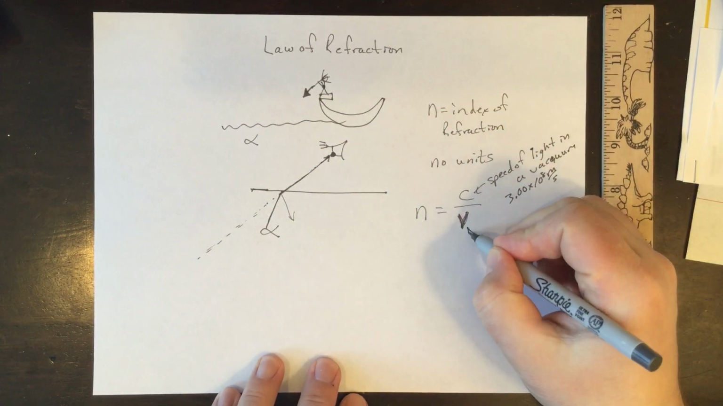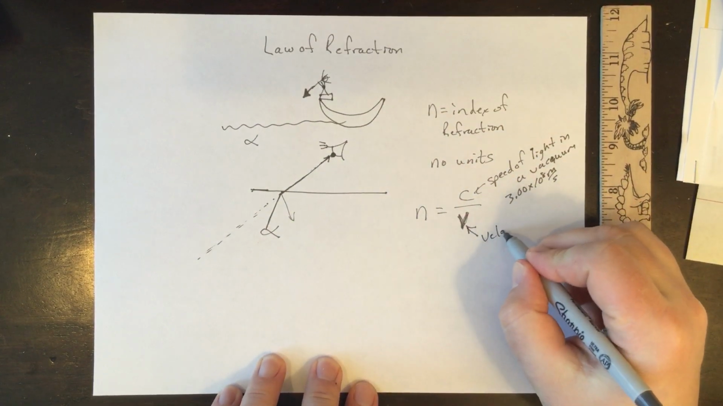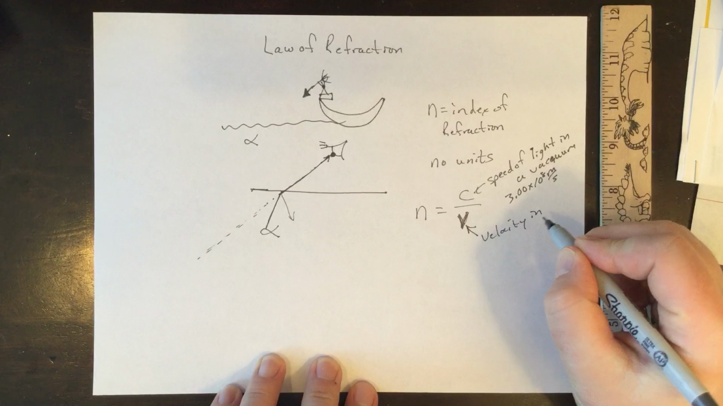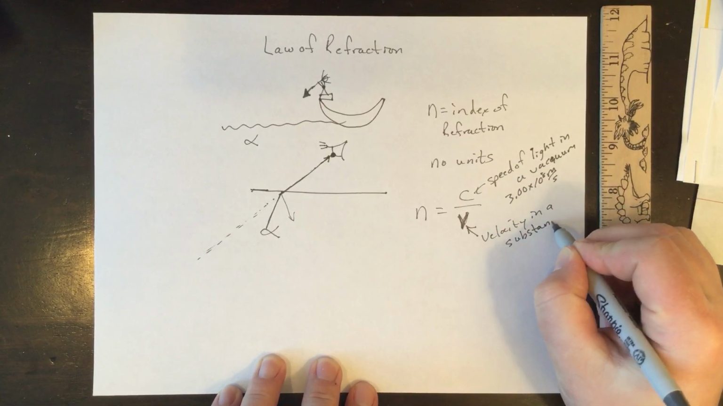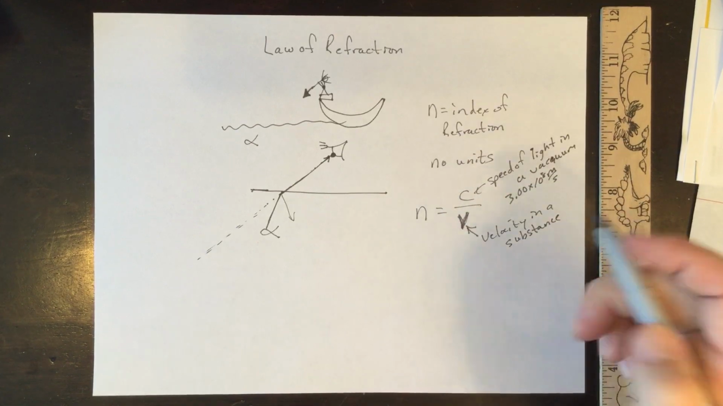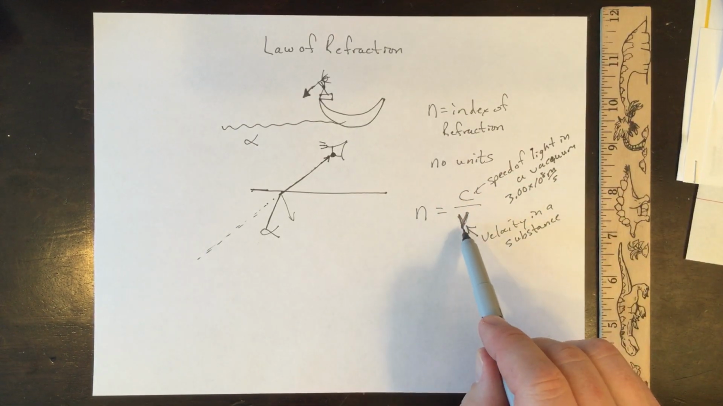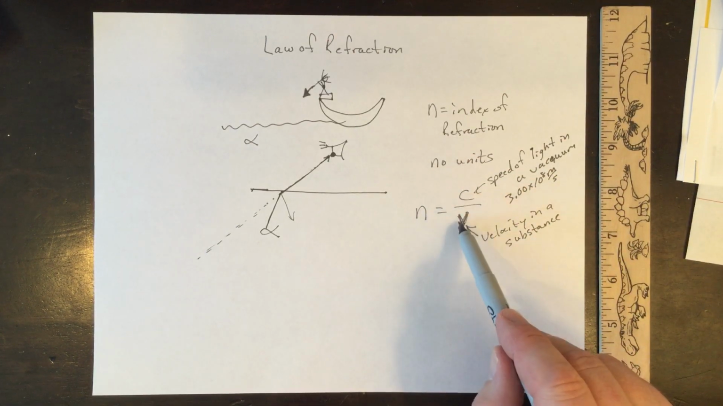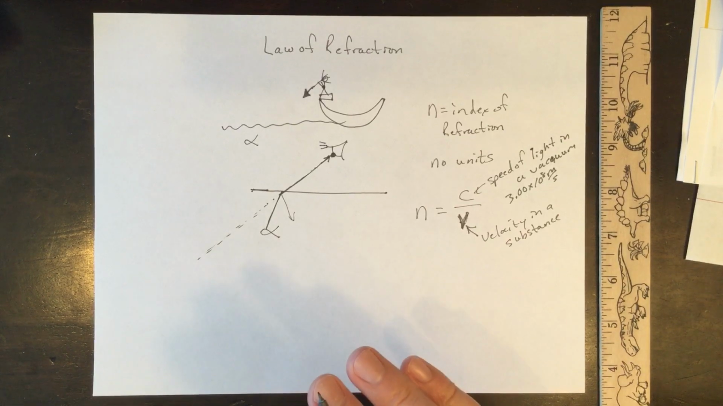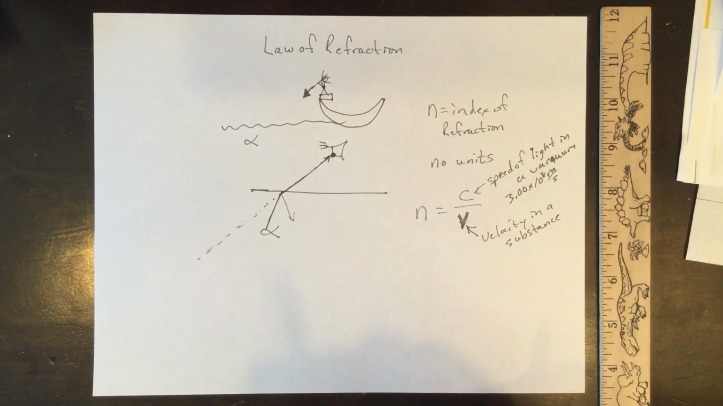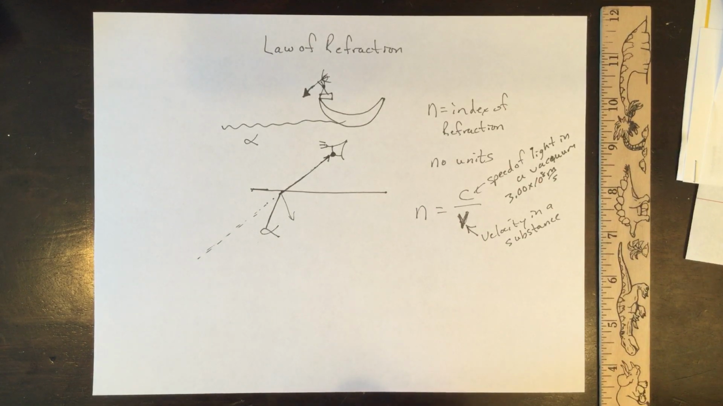And this right here is the velocity, v, in a medium or substance. Okay? So light always travels slower in a substance. So if we think about bigger number, smaller number, n is going to be greater than 1. If you ever have an n that's less than 1, it's just wrong. You probably have the numbers flipped. So that's our first equation, determining the index of refraction.